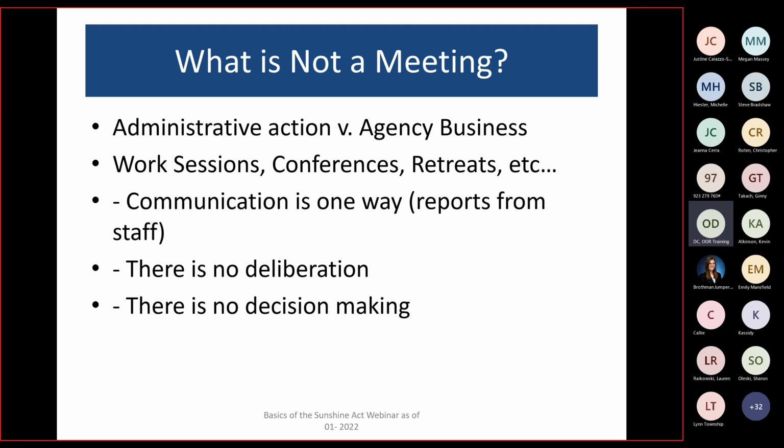Then we have things called work sessions, conferences, and retreats. Okay. Work sessions. I think school boards are probably the best example that we can use here. School boards typically will have their monthly business meeting that's open to the public, and then they'll have work sessions.